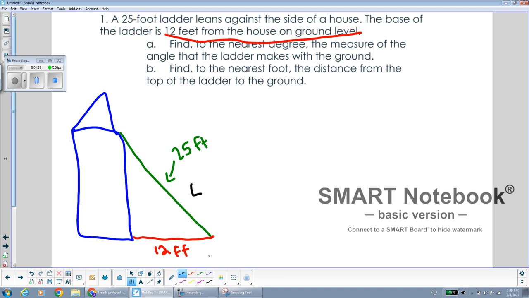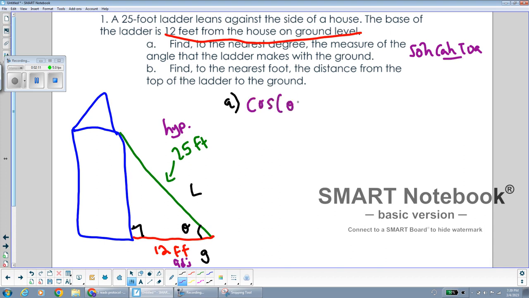So here's the ladder, here's the ground. So this is the angle that we're looking for in part A. So here I have a right triangle. So from the angle that we're looking for, this would be the hypotenuse, and this would be the adjacent leg. We have adjacent and hypotenuse. Let me write my SOHCAHTOA in the corner. That lets me know I'm going to be using cosine, adjacent over hypotenuse. So cosine of the angle that we're looking for is equal to adjacent over hypotenuse.